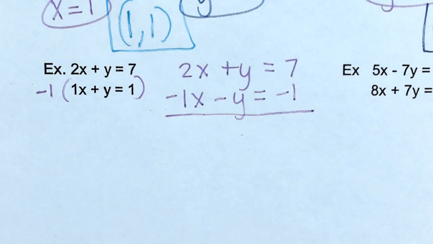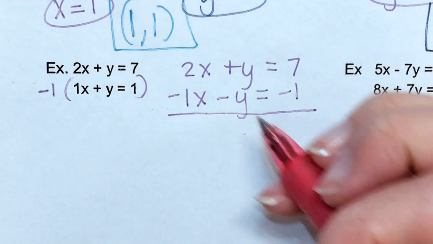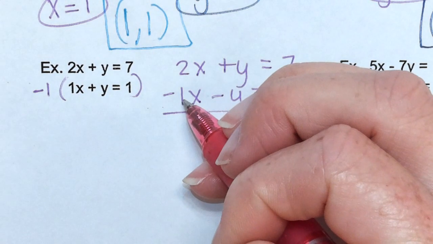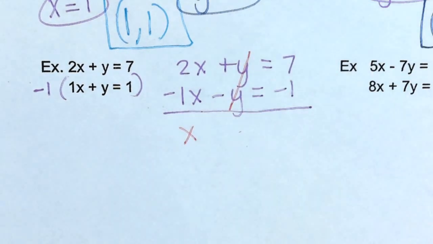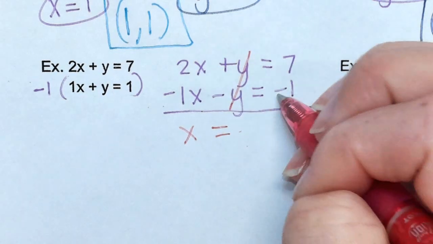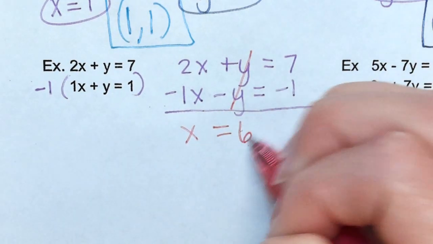All right, so I go combine the terms. What is 2 minus 1? 1x, so I'm just going to put x. This eliminates, and I have 7 minus 1, which is 6.